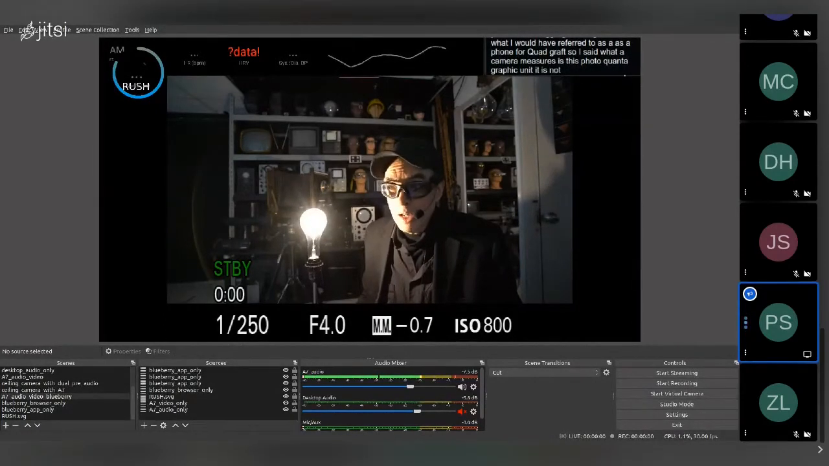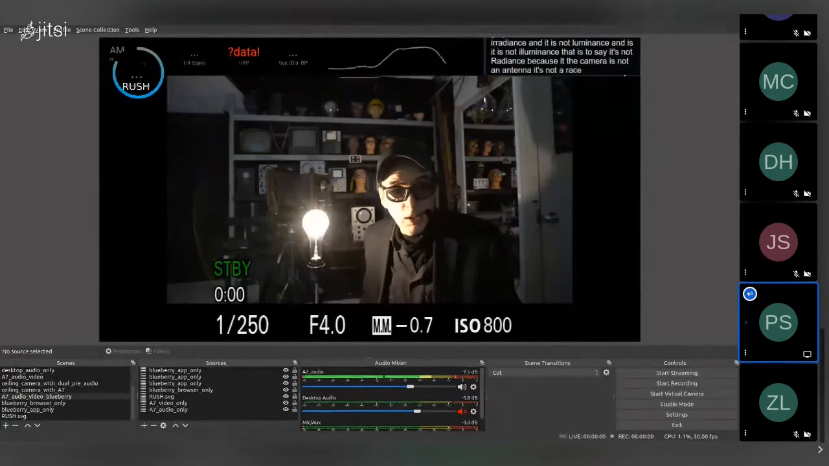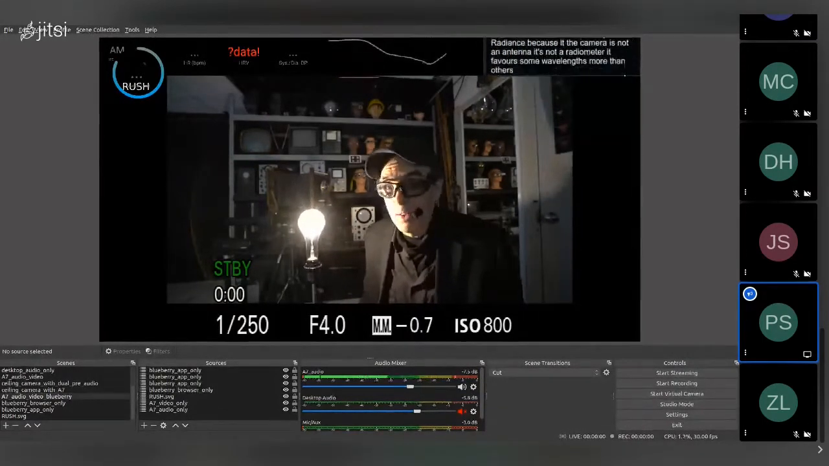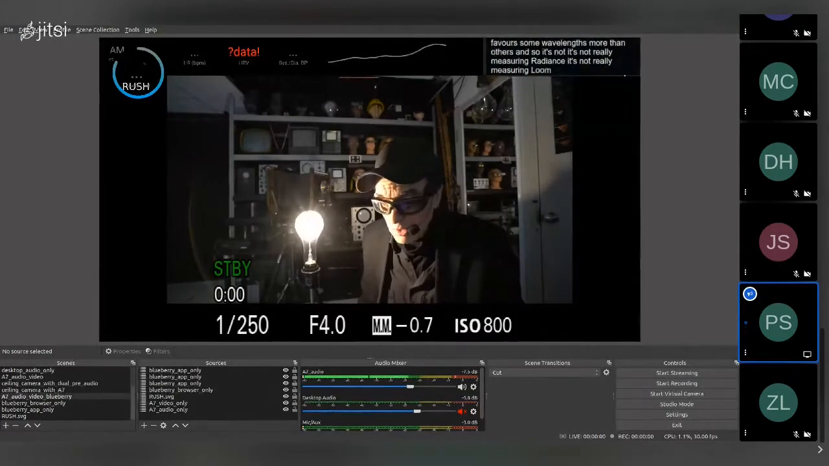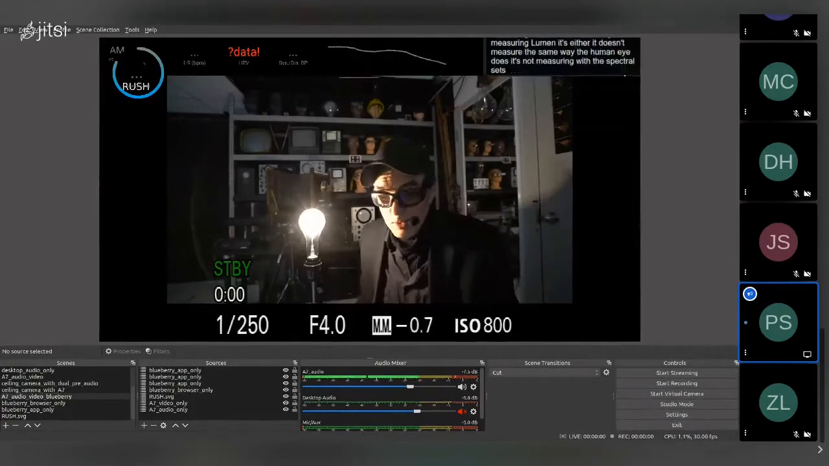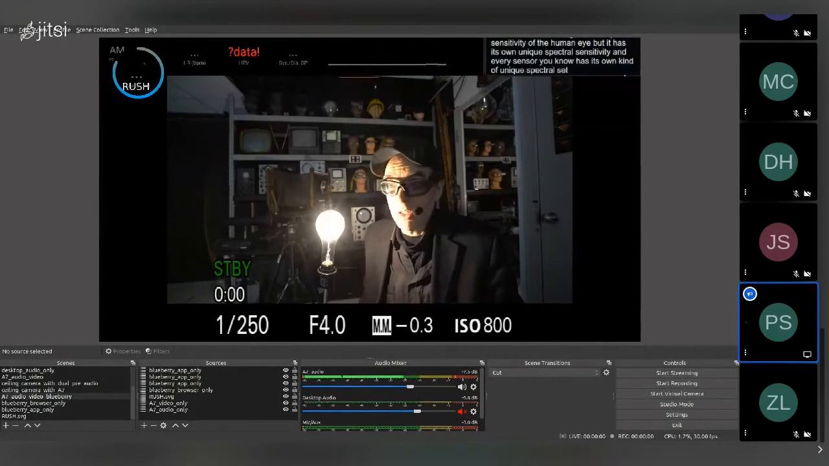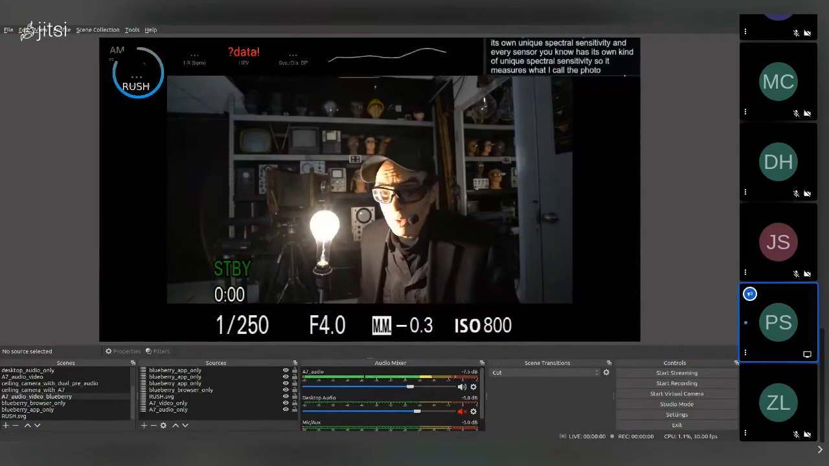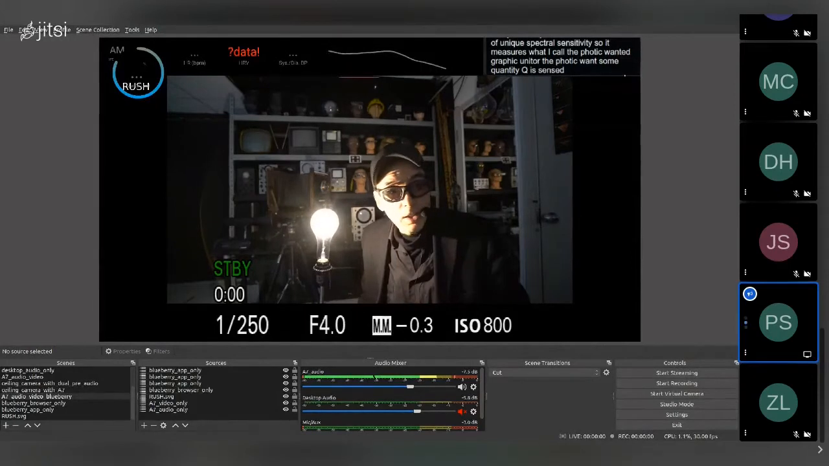It is not radiance, it is not irradiance, and it is not luminance, and it is not illuminance. That is to say, it's not radiance because the camera is not an antenna, it's not a radiometer. It favors some wavelengths more than others, and so it's not really measuring radiance. It's not really measuring luminance either. It doesn't measure the same way the human eye does. It's not measuring with the spectral sensitivity of the human eye, but it has its own unique spectral sensitivity. And every sensor has its own kind of unique spectral sensitivity. So it measures what I call the photoquantographic unit, or the photo quantity. Some quantity Q is sensed, and that is fundamentally what a camera measures.